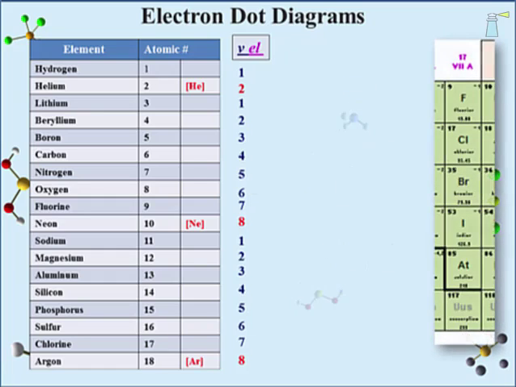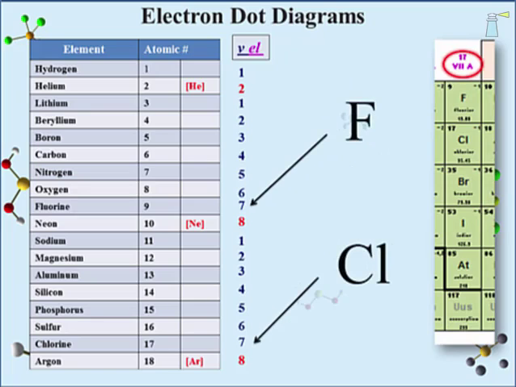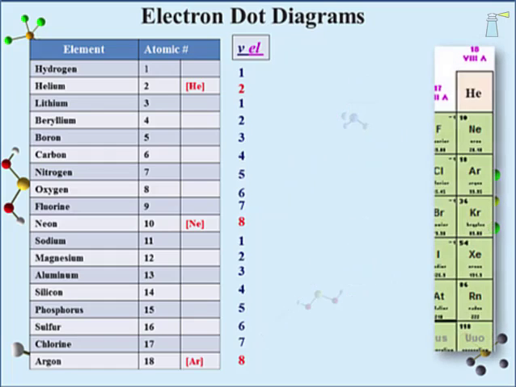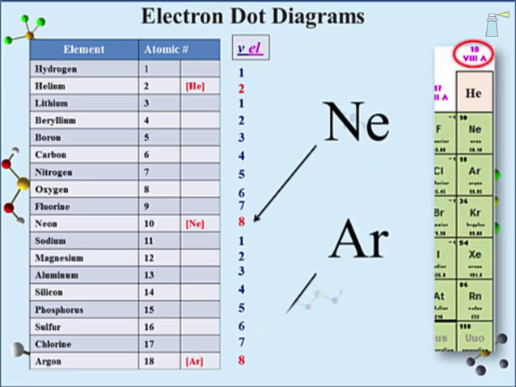The halogens, fluorine and chlorine, belong to column 7A or 17. The first 4 of their 7 valence electrons are added in the normal pattern, with valence electrons 5, 6, and 7 pairing. And finally, we have column 8A or 18, the noble gases neon and argon. The noble gases neon and argon have full sets of valence electrons.